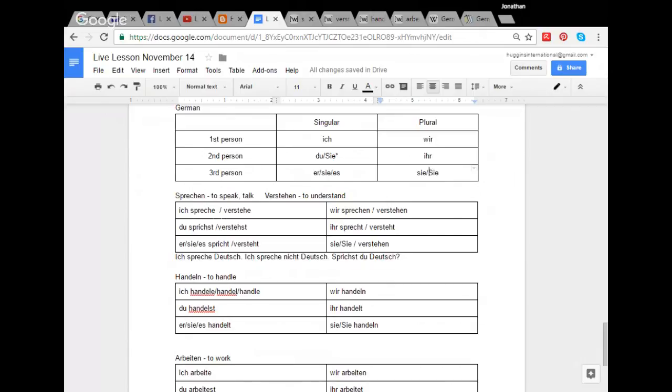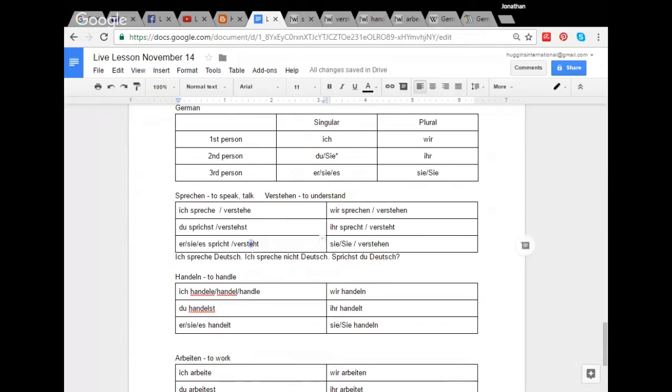Okay, so ich spreche, ich verstehe, du sprichst, du verstehst. Notice that on sprichst, there's a letter I. This is changing from the root with the E. Sie, er, es spricht, so I have this letter I again. And sie, er, es versteht, so I have the E that is staying in here. So sprechen is a little bit irregular, as you can see, compared to verstehen, which keeps that root the same.